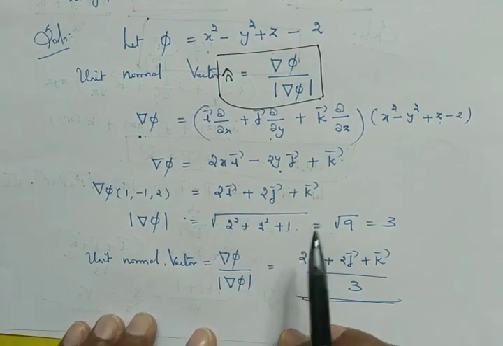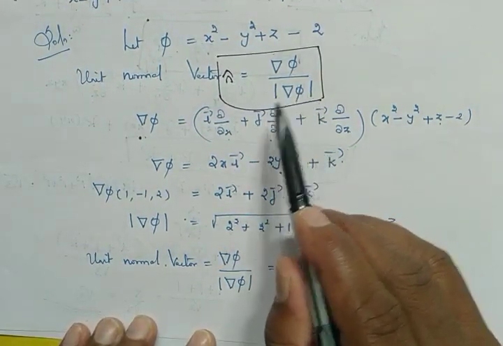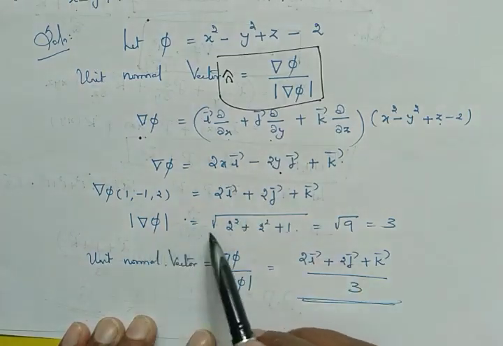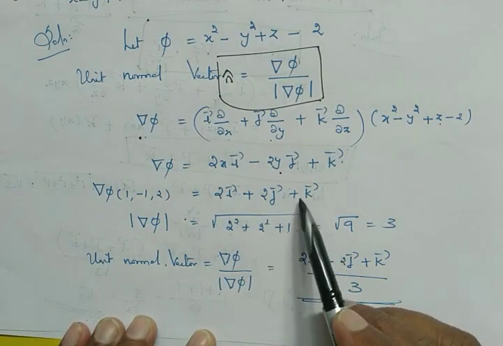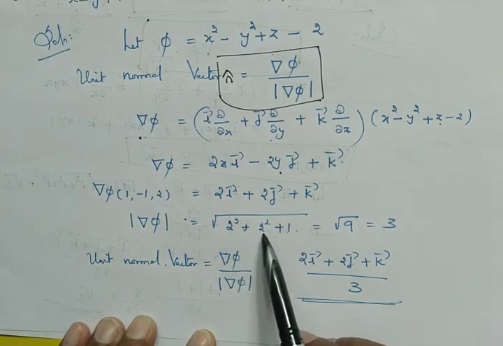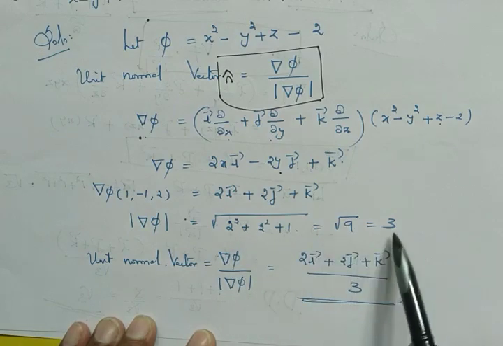But we are going to find the modulus, the magnitude. So square root of: i coefficient is 2 square, j coefficient is 2 square, k coefficient is 1. 2 square is 4, 4 plus 4 plus 1, root of 9. Root of 9 is 3.